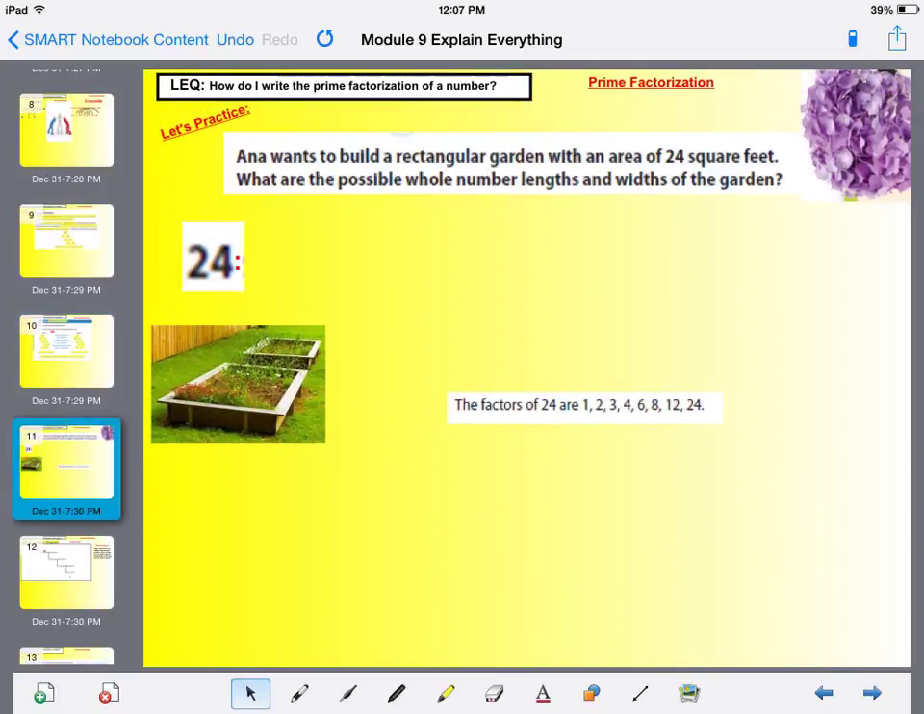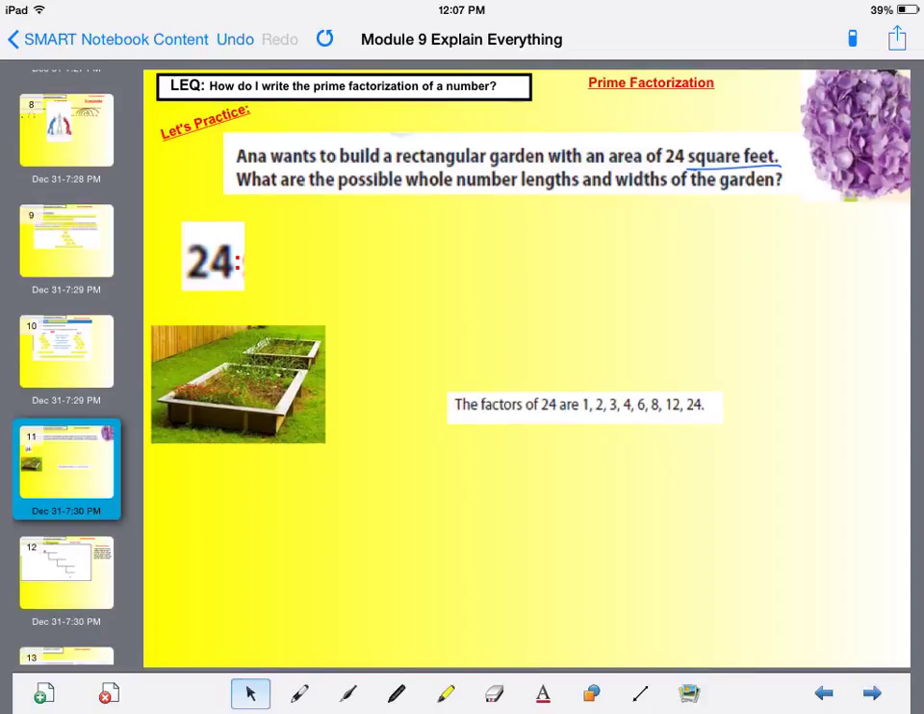In this slide, we were reminded of the factor rainbow that we did. In this example, Anna wants to build a rectangular garden with an area of 24 square feet. This is important information: 24 square feet. What are the possible whole number lengths and widths of the garden? So what we really want to think about is the factor pairs of 24.